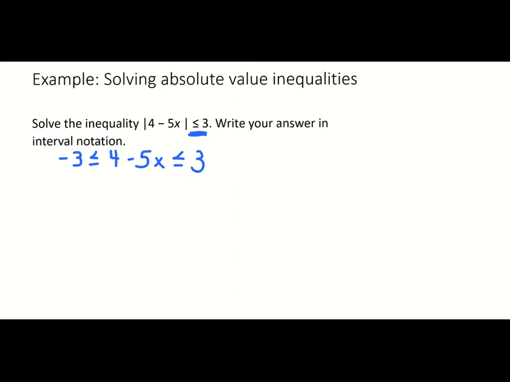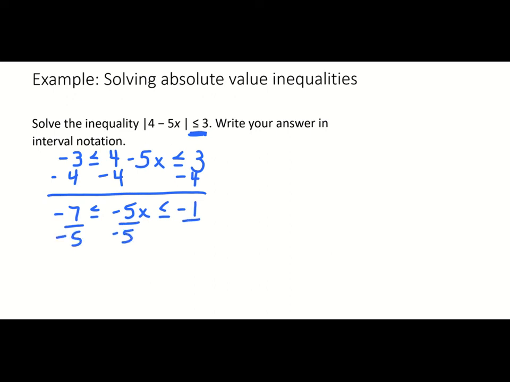All right, to solve this equation, let's subtract 4 from all three parts. And so we'll end up with negative 7 is less than or equal to negative 5x, which is less than or equal to negative 1. And then we'll divide all three parts by negative 5. So we end up with positive 7/5, because two negatives make a positive, is less than or equal to x, which is less than or equal to positive 1/5.